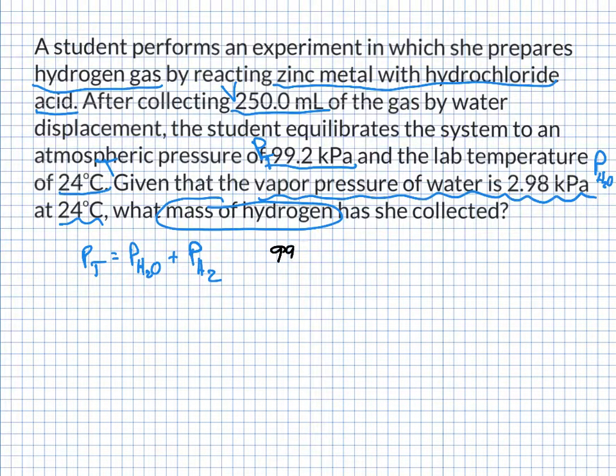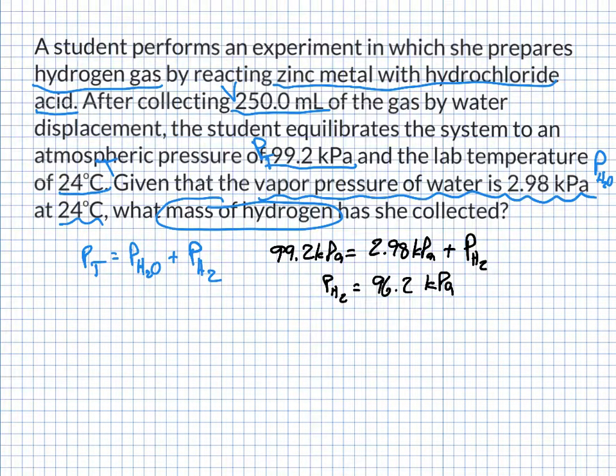So 99.2 kilopascals is equal to 2.98 kilopascals plus the pressure of hydrogen. So that's just a subtraction. So the pressure of hydrogen, if I subtract out those two things, I'm going to get a nice answer of 96.2, actually just 96.2 because of my sig figs, kilopascals. So now that's a pressure.